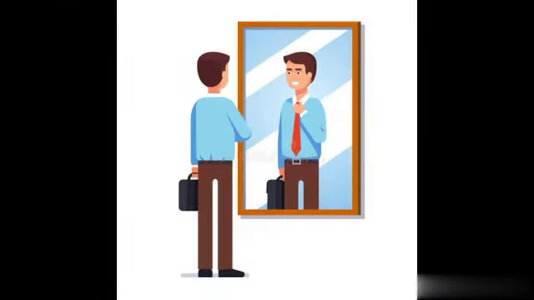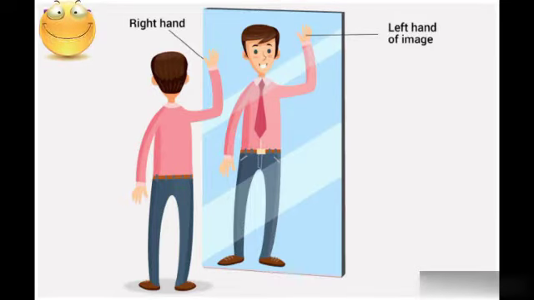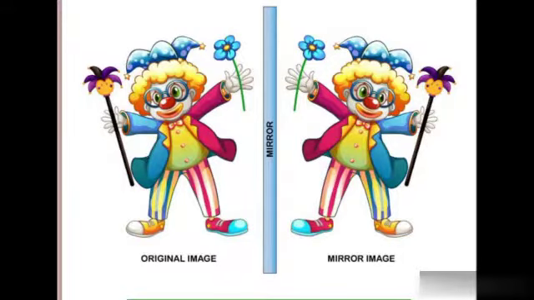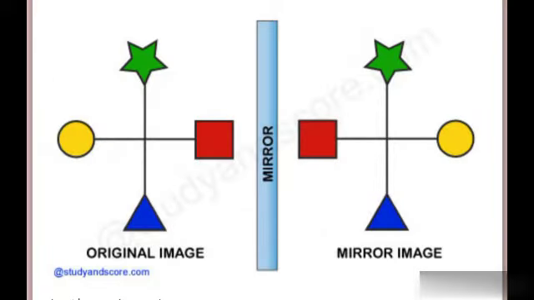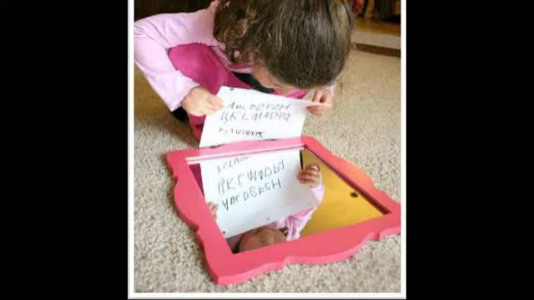In the mirror image, the right side of the object becomes the left side, and the left side of the object becomes the right side. The top and bottom sides of the object do not change. If we hold the alphabets in front of a mirror, some will look the same and some will look different.